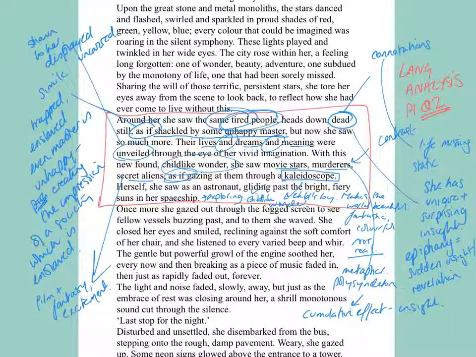So if you were looking at getting a 7 or an 8 there, you would be talking about the contrast that her imagination is creating with this moment of realization, this moment of revelation, where the tired people, through use of polysyndeton, triples and metaphor, become movie stars, murderers and secret aliens. You'd talk about the idea of this knowledge being displayed to her in a sudden revelation, sudden epiphany. And all of a sudden, these people who are dead still, enslaved by their lives, as shown by that simile, become objects of adventure and curiosity. It's just interesting to see how many techniques have been used there if you start to unpick it.